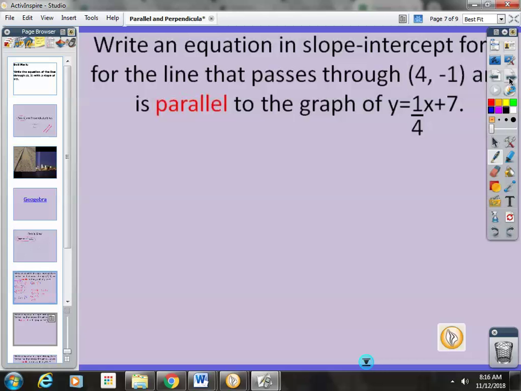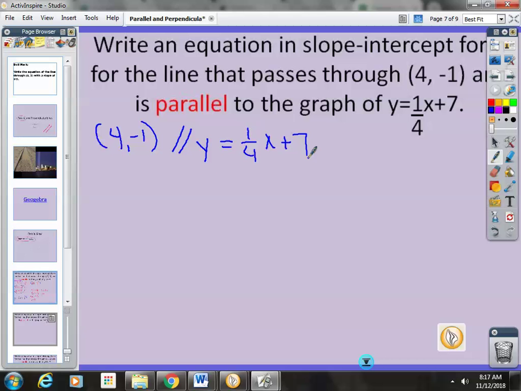It says to write an equation in slope-intercept form for the line that passes through 4, negative 1 and is parallel to the graph of y equals 1/4 x plus 7. So in your notes, I want you to write down the ordered pair, 4, negative 1. And I want you to draw two parallel lines, and then write the equation y equals 1/4 x plus 7. That way you know what the problem was.